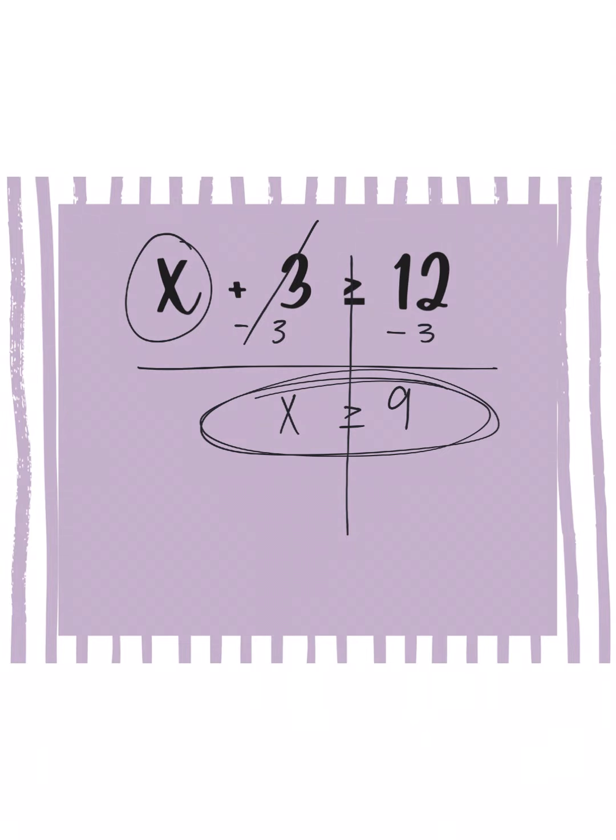It looks slightly different from an equation because I don't have one number that x is equal to. In fact, I have a variety of numbers that x could be. This means that x could be anything that is greater than or equal to 9.